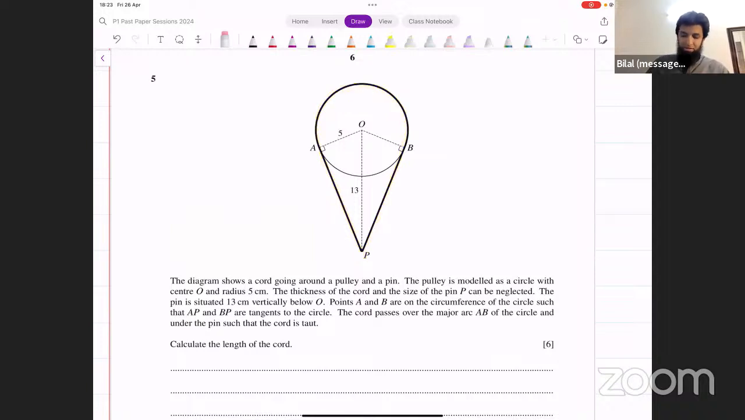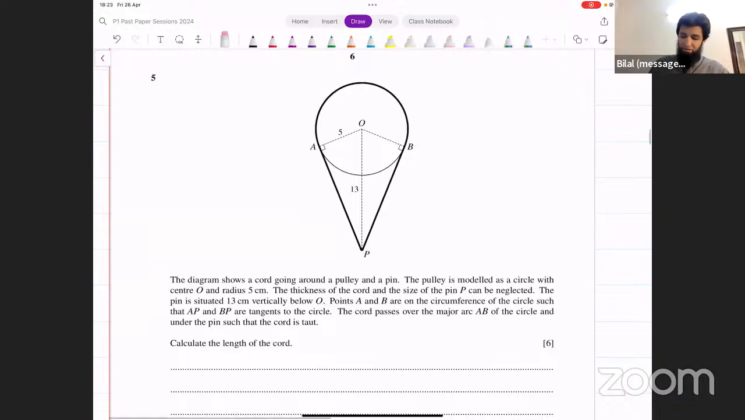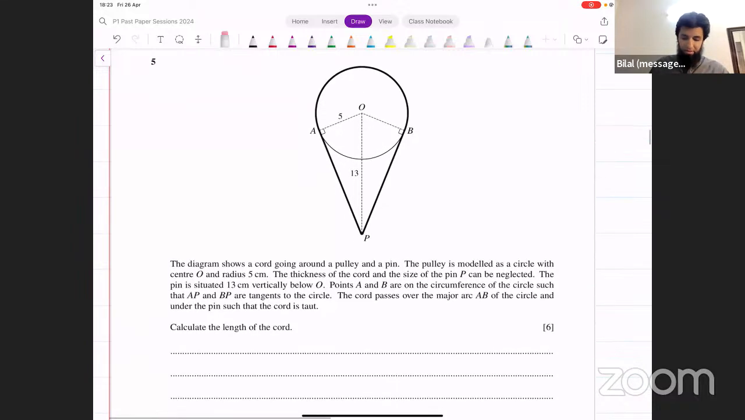The pulley is modeled as a circle with center O and radius 5. You can see that the thickness of the cord can be neglected. The pin P is situated 13 centimeters vertically below O. A and B are on the circumference of the circle. Okay, so these are tangents. This is the tangent. This is the tangent. The cord passes over the major arc. Calculate the length of the cord.